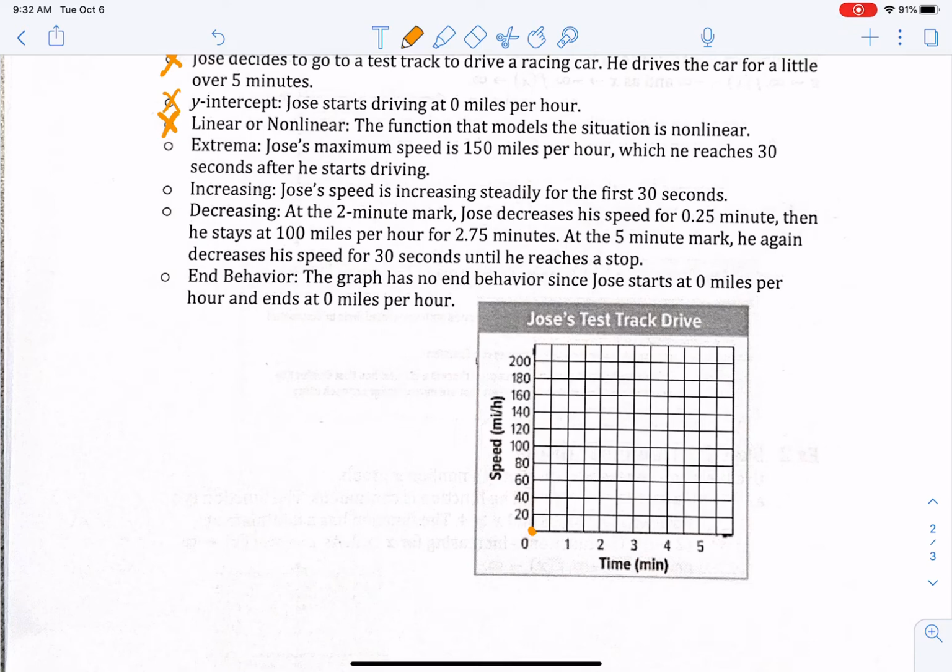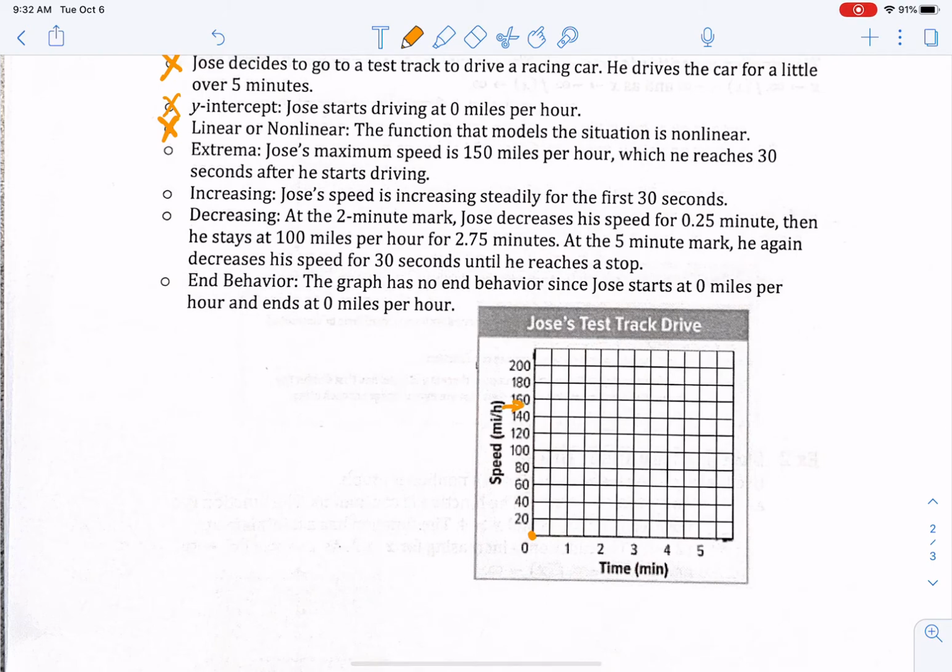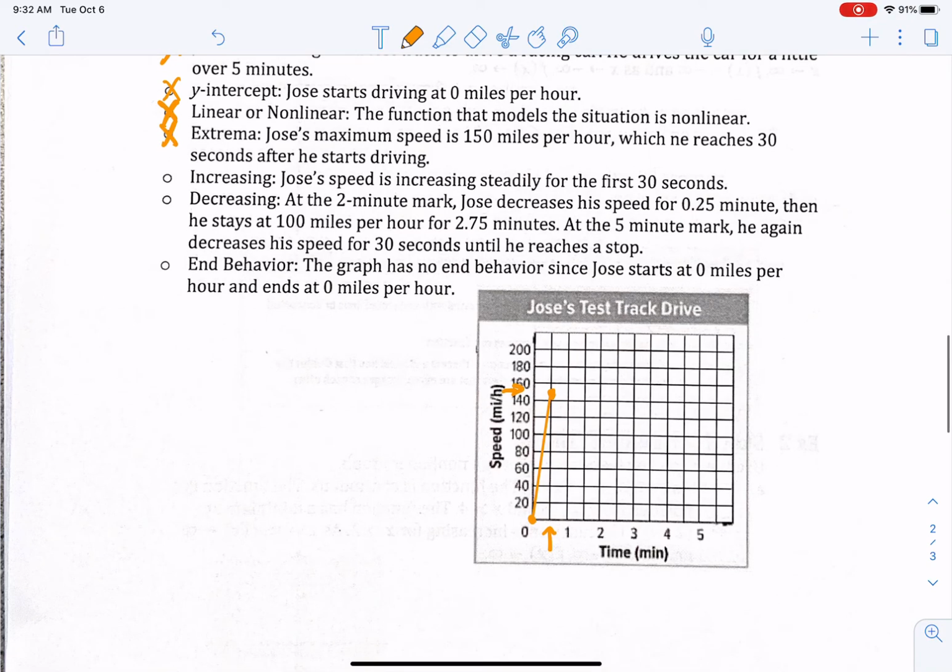Jose's maximum speed is 150 miles per hour, okay? So 150 is about right here on the graph, which he reaches 30 seconds after he starts driving. Okay, so on this x-axis, 30 seconds would be right here. So 30 seconds after he starts driving, he is up at this point right here. He's up at 150. So I'm going to take my line and connect him right there. He's increasing speed until 30 seconds when he reaches 150 miles per hour. Okay, so that bullet point is done. Increasing: Jose's speed is increasing steadily for the first 30 seconds.